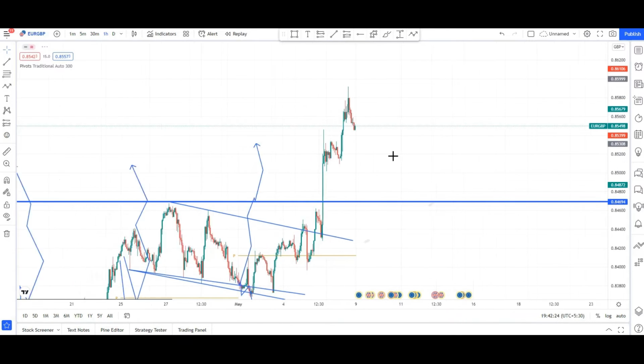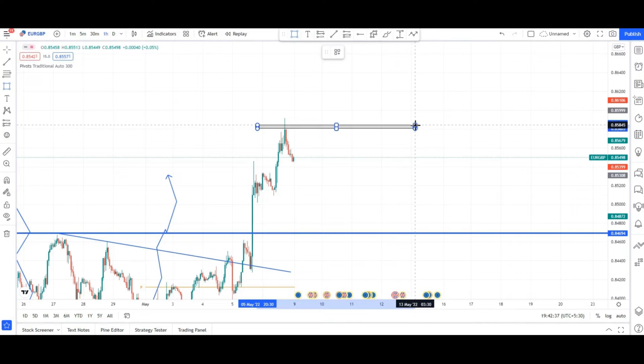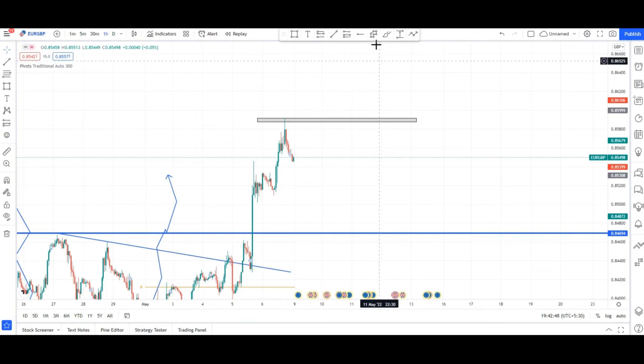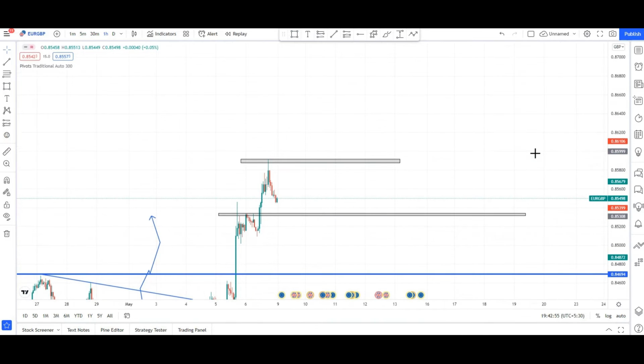Okay guys, now how you are going to trade, we can discuss that. If you can see here, this will act as one of the major resistance areas. This is the selling zone area, acting as a resistance, and one of the major support areas will be somewhere here. So this is the no trading zone.